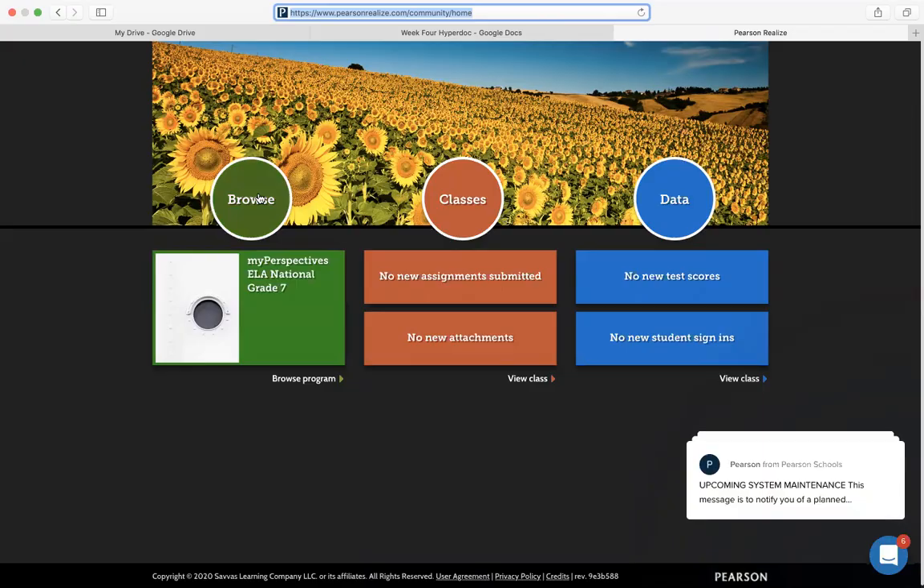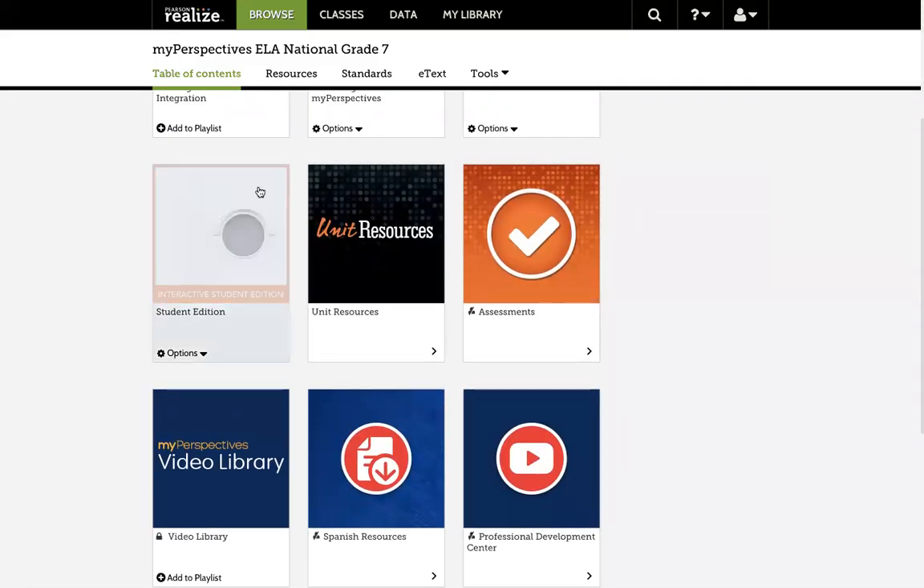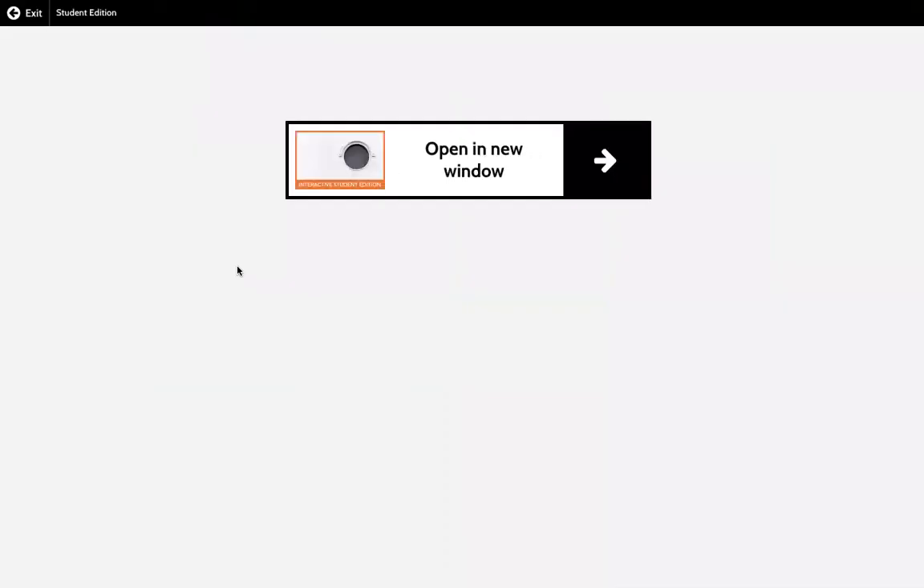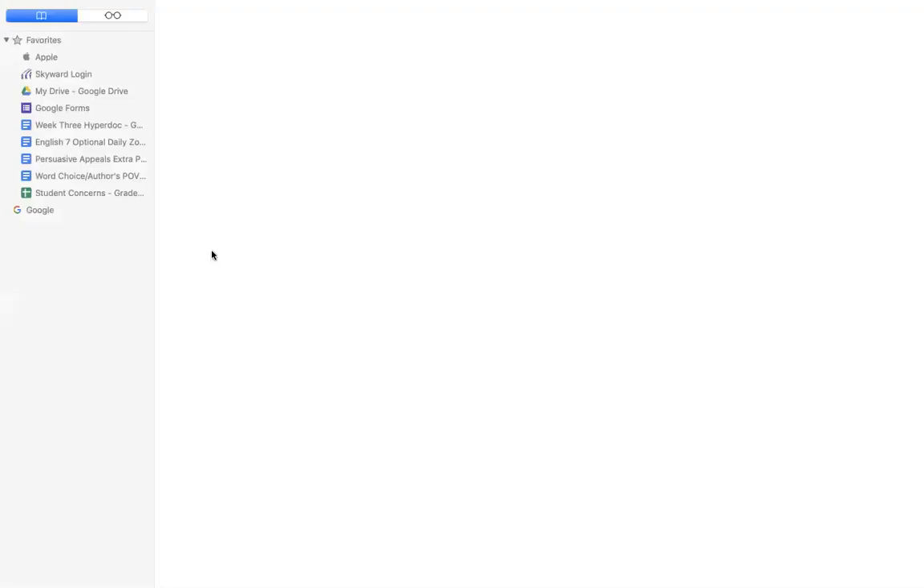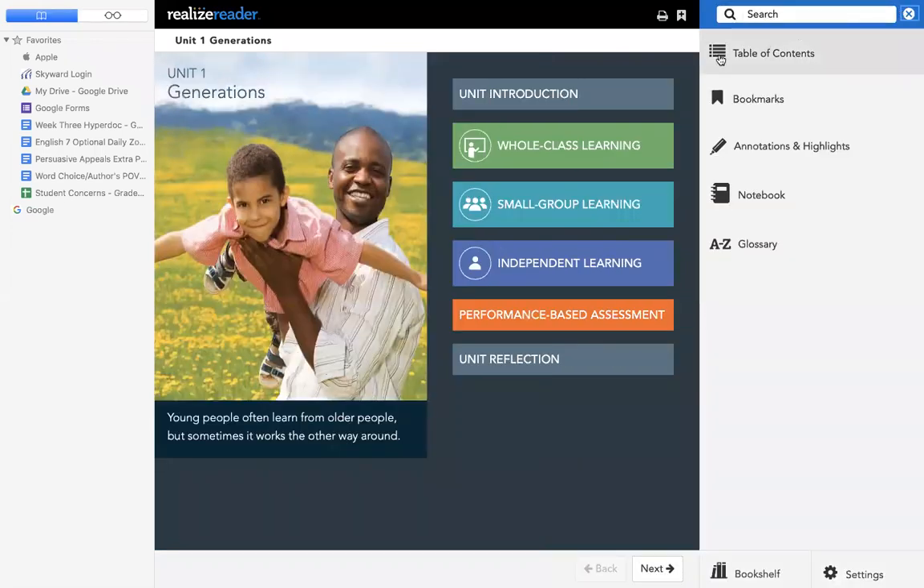So to find the story, you're going to go to Browse, which is where you always want to go to find your student edition of the textbook. Here it is. Go ahead and open that up in a new window. Let it load. It always needs a little time. There we go. So I can get rid of my toolbar here. Anyway, now you're always going to want to go to Menu in the top corner here. I'm going to click that, then go to Table of Contents.